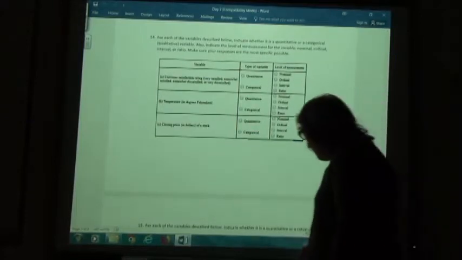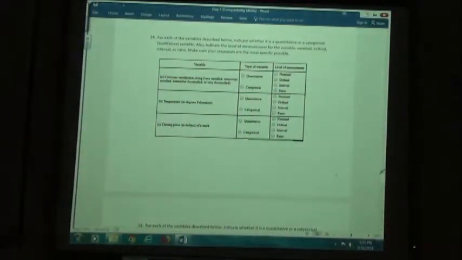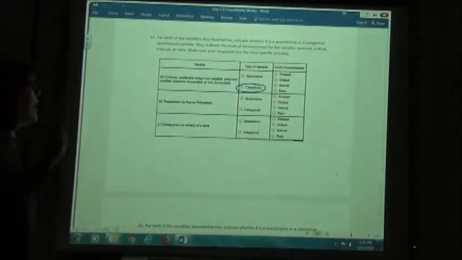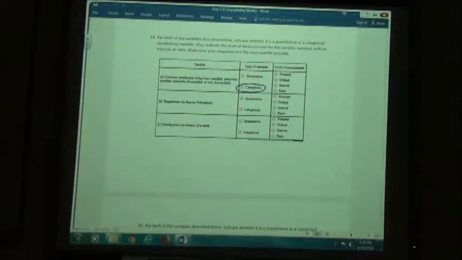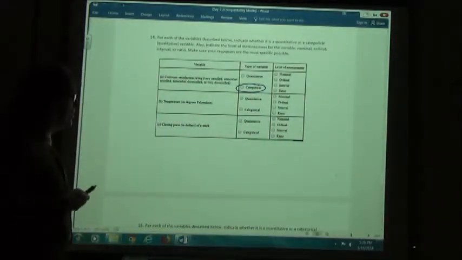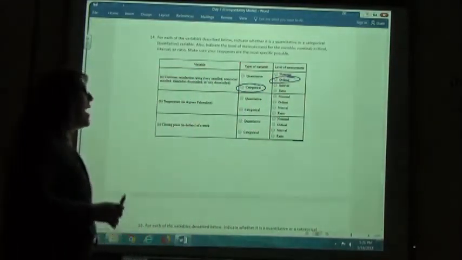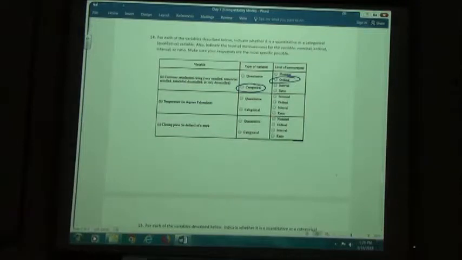Number 14 then, if I'm looking at that one, customer satisfaction rating, very satisfied, somewhat satisfied. Again, these are measured in words, it's categorical. Can I put them in order as far as a ranking? Certainly, very satisfied would be better than somewhat satisfied, so it is ordinal. Nominal means there's no ranking. Ordinal, I can rank it.